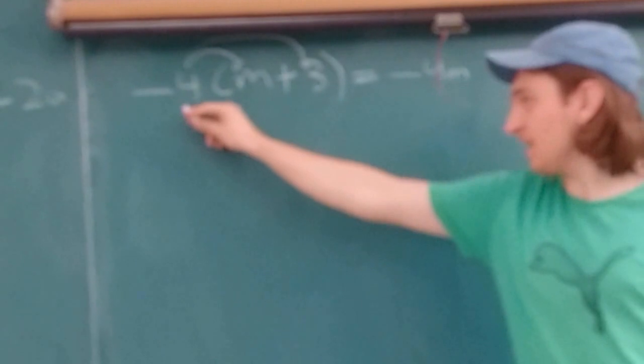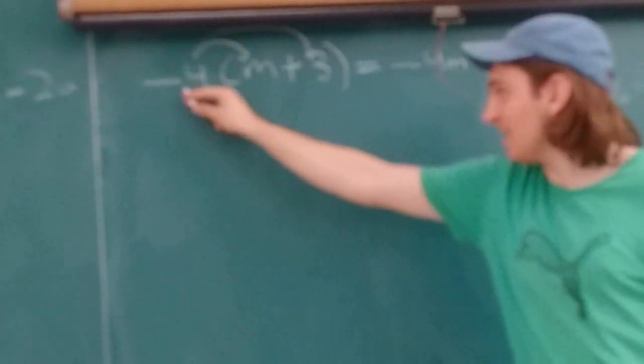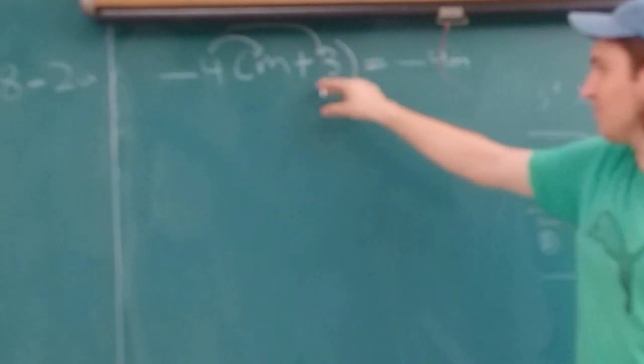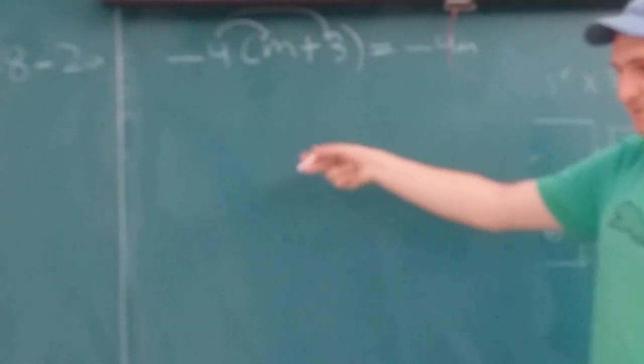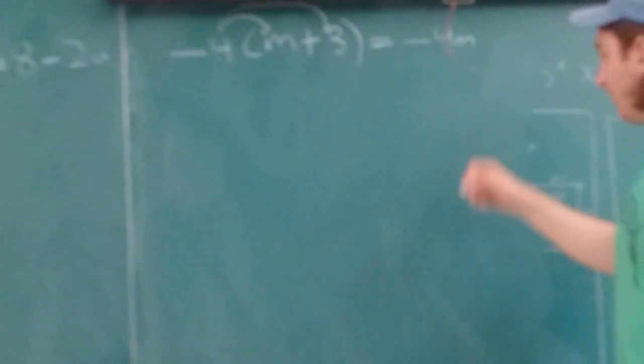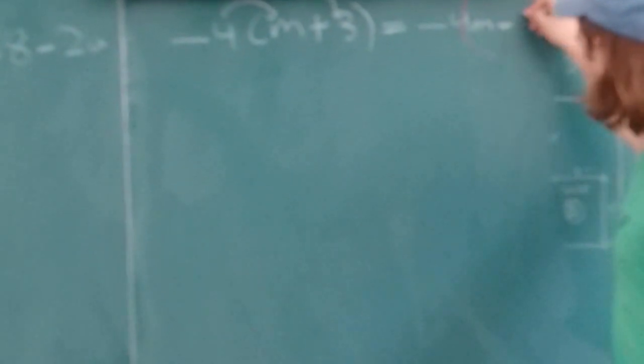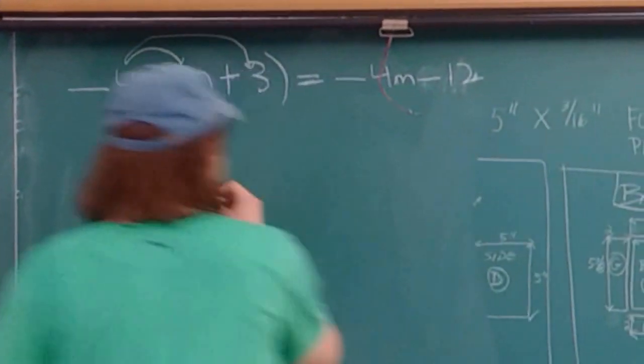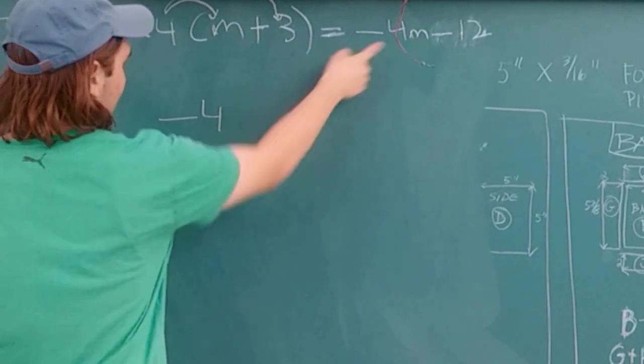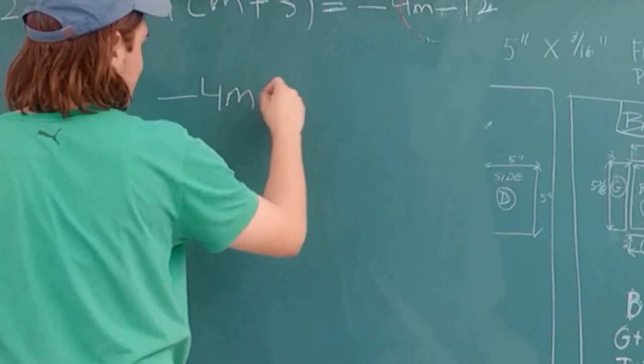Next step, you take negative 4 and you multiply by the second term, which is 3. Negative 4 times 3 is just negative 12. So let me just write that a little neater. So now if you wanted to solve what m is equal to, I'll just write it here. I'm just rewriting this right here a little bigger for you guys to see.